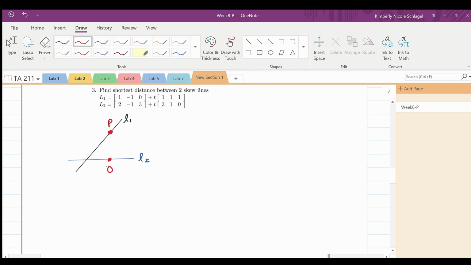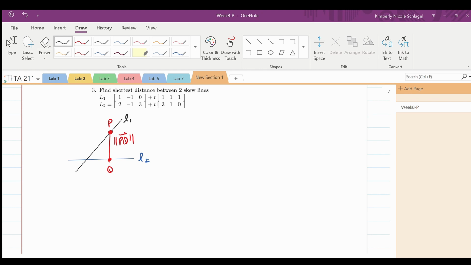So if we just pick two random points on these lines here, P and Q, you can see that there's a distance between those two lines, right? There's a distance of PQ, which is perpendicular to both of these lines. Our goal is to find this line here, PQ. More specifically, we're trying to find the length of PQ.